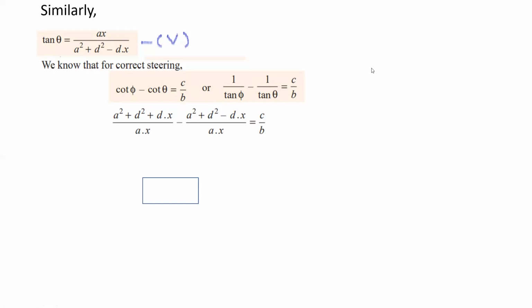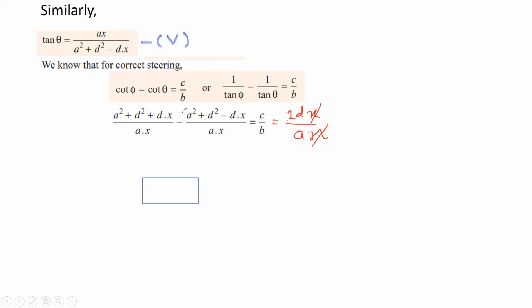Let me write. So here you will get 2 into dx upon a into x, like this. This x will again get cancelled, and what will remain is d upon a. Okay, so d upon a, if you remember, is nothing but your tan alpha.